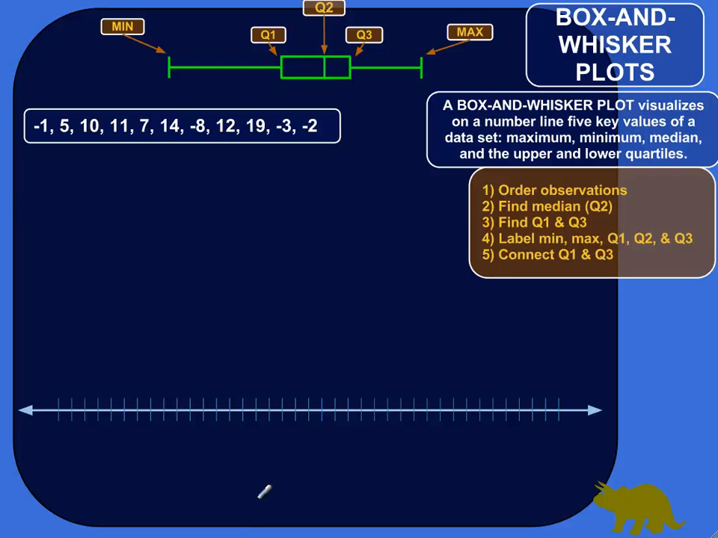Alright, so let's create a box and whisker plot, also known as a box plot, for this set of data here. I'll take you through a few steps. First is to put these observations or data points in order, just least to greatest.